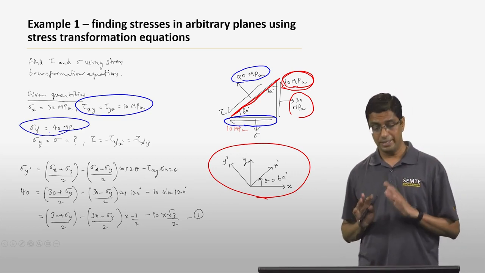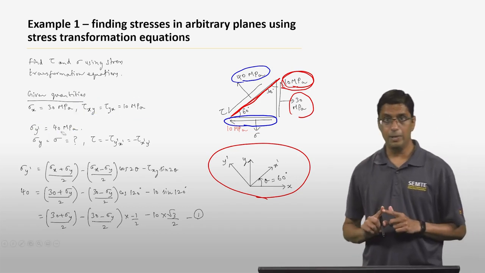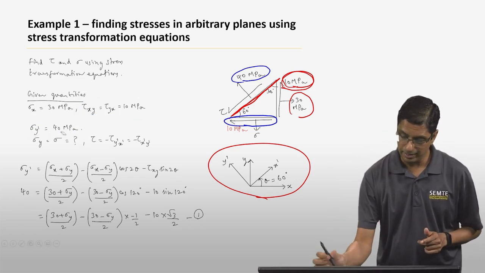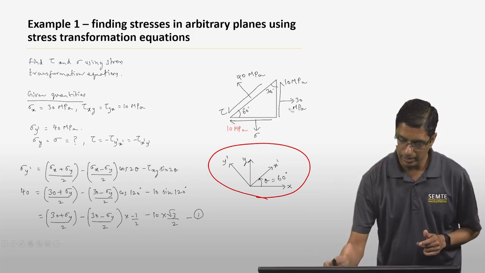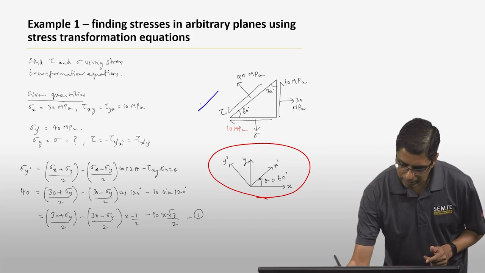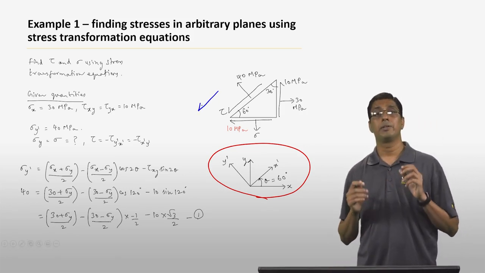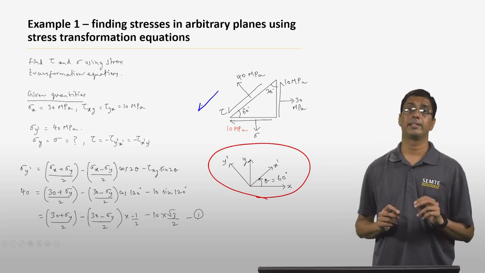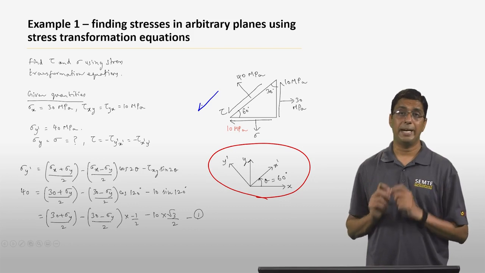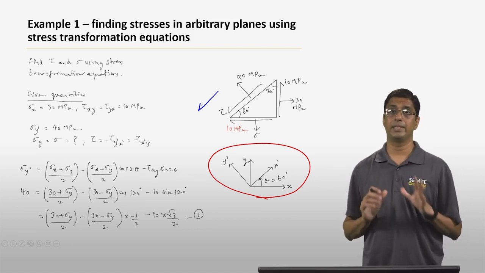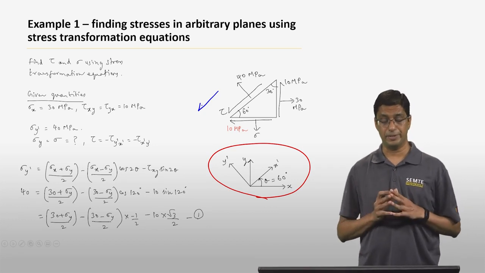Now here you need to be a little bit careful. Because this tau, I have essentially denoted in this particular problem going downwards along the inclined plane. That is my direction of tau. Now the question is whether this direction of tau corresponds to tau x prime y prime or minus tau x prime y prime. That is something that is very important, because that matters when you plug them into the equations.